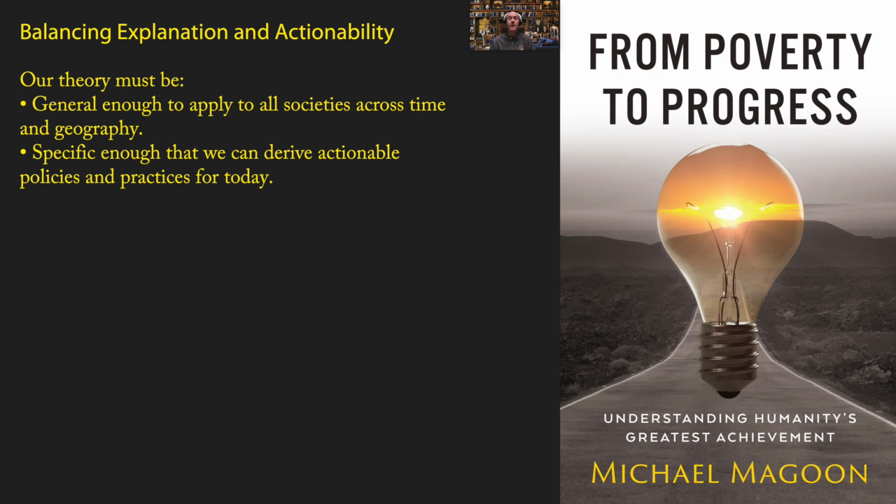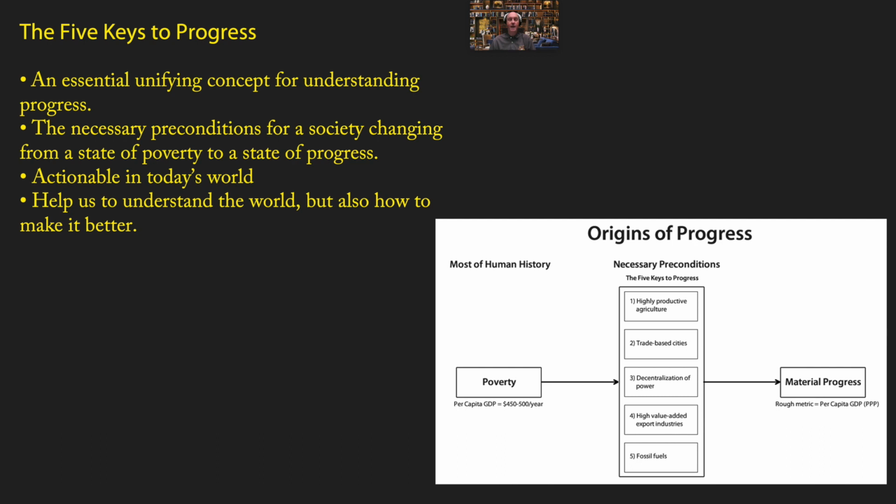And this is a really difficult balancing act. You want to be as accurate as possible, but you can't get lost in all the little details for every little society. You need to see what they have in common and what's different from other societies that do not experience progress. I believe that the 5 keys to progress, which I will explain in more detail in this episode and in following episodes, is an essential unifying concept for understanding progress.